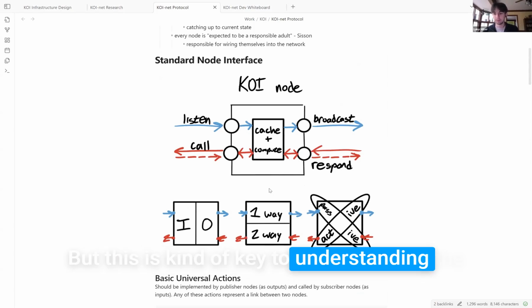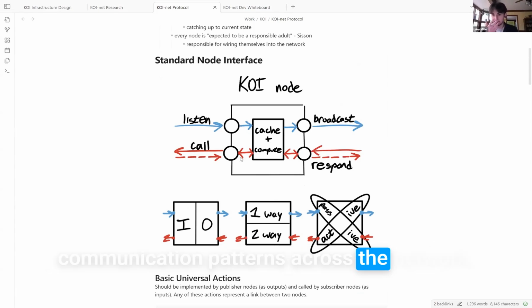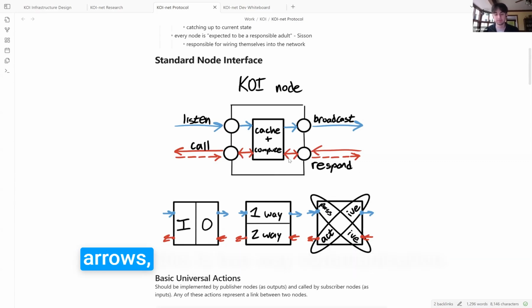But this is key to understanding the communication patterns across the network. So we have these 4 ways of interacting between nodes. The top layer, these blue arrows, are one-way communication. So this is event streaming. Events are being passed from node to node without any expectation of a response. And then the bottom layer, the red arrows, is two-way communication. So this is more like client-server. I'm asking for something, sending a query, and a response comes back.